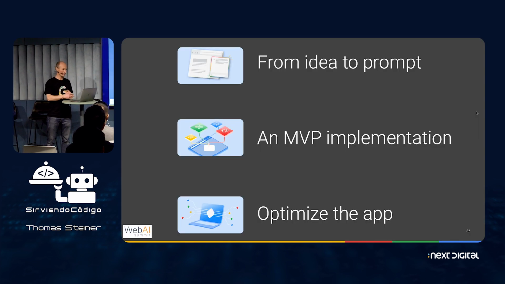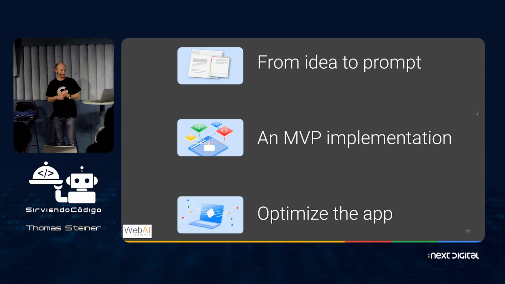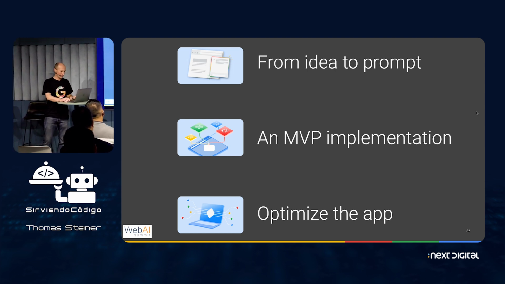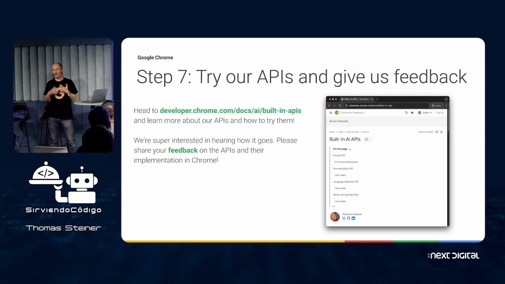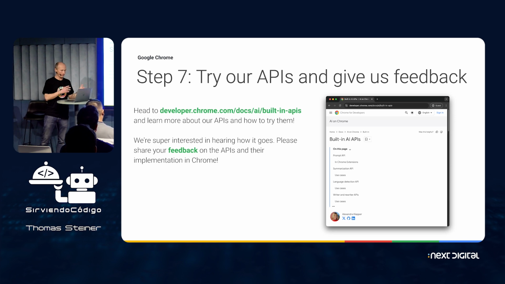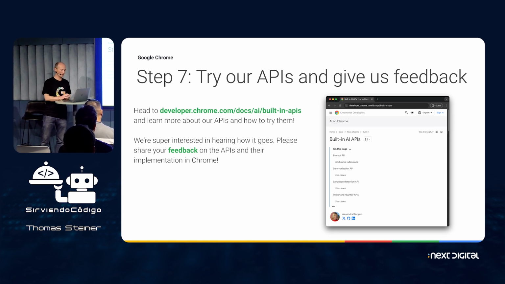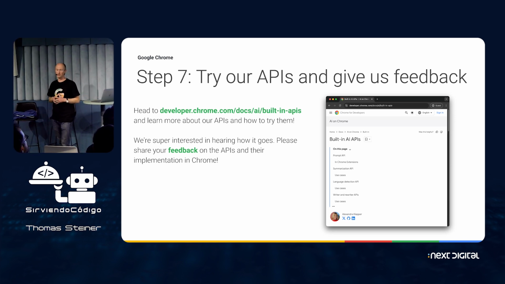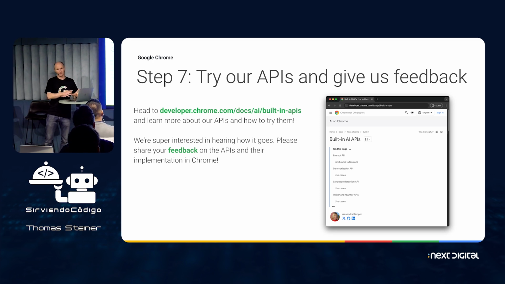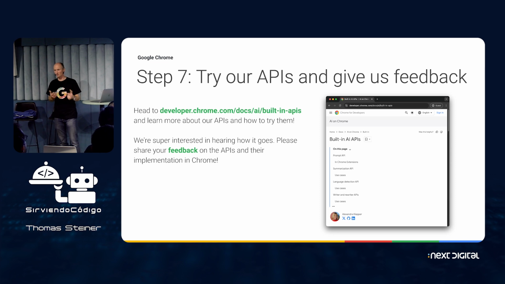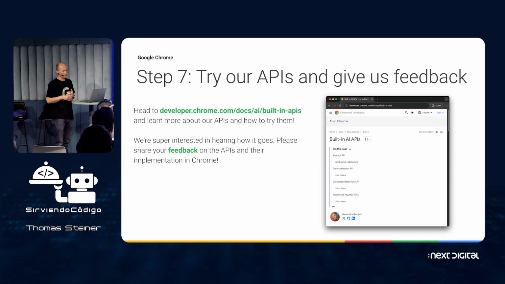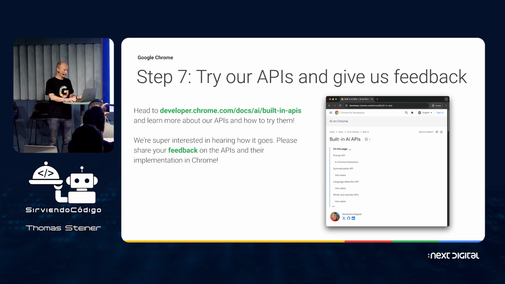Let me continue here. So what you've seen is from an idea to a prompt, MVP implementation, optimization of the application. So now you probably want to know, how can I try this? And the good news is we have documented all of these APIs on developer.chrome.com, docs, AI, built-in APIs. And this is bleeding edge. So everything we do is still in flux, which means if you have feedback, please give us the feedback, help us shape these APIs, make them work for you, for your use cases.